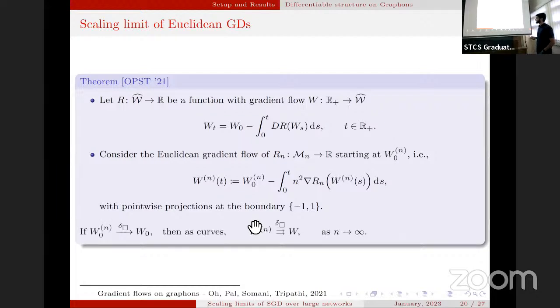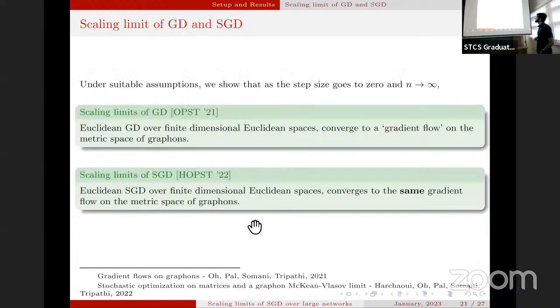So what the theorem will say is that if your initializations converge to W0, then the whole curve W_n, as n goes to infinity, converges in the cut metric to the gradient flow curve on the left. There is a consistency between the finite and the infinite volume. So yes, this convergence happens in the graph sense, again as n goes to infinity. It's very nice to have.